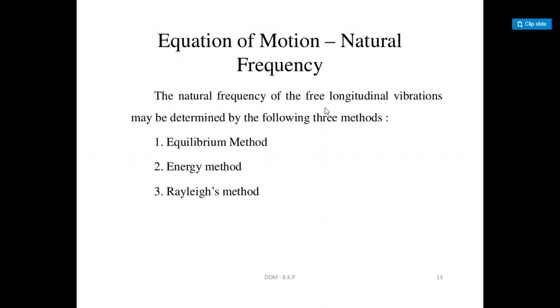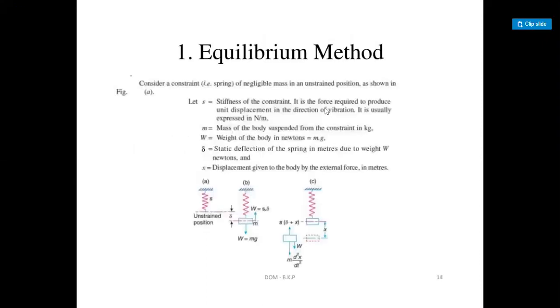There are three kinds of methods to solve the equation of motion to find the natural frequency. First is the equilibrium method, second is the energy method, and third is the Rayleigh method. Now, what is the equilibrium method? We have to study the terminology of the spring and the properties of the spring to solve the equation of motion to find the natural frequency.